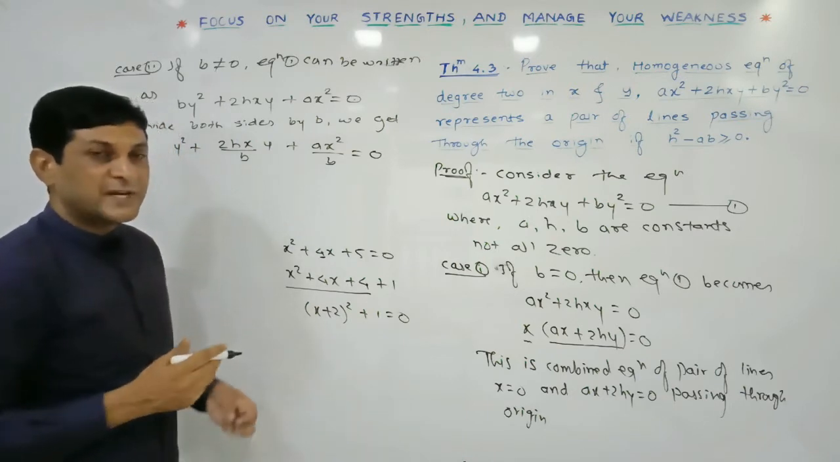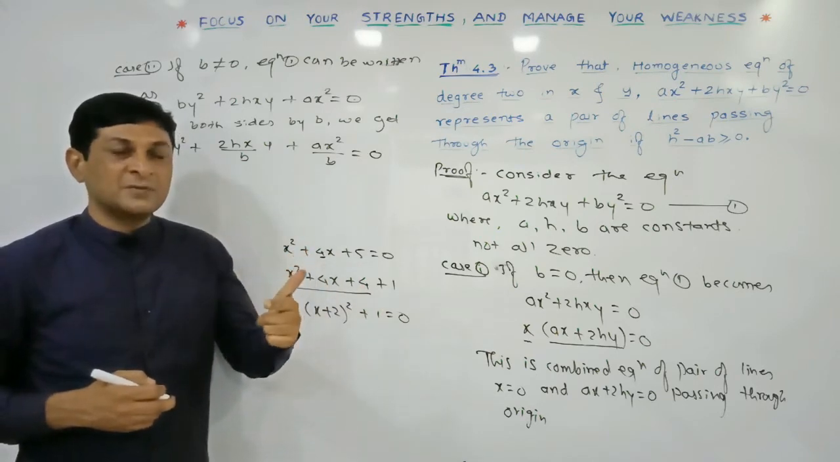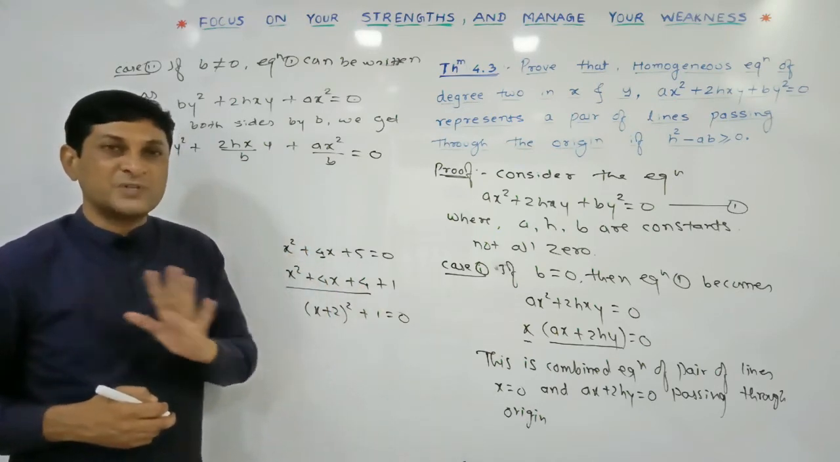So to complete the square, which method have we studied? Just adjust one constant, and that constant is nothing but what? Half the square of coefficient of middle term.